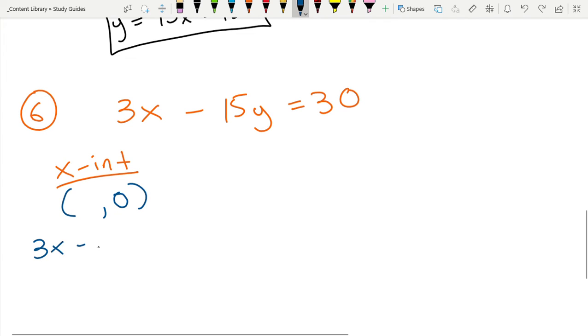So we have 3x minus 15 times 0 is equal to 30. Well, negative 15 times 0 is nothing, so it disappears. So you have 3x equals 30. Divide each side by 3, and you get x is equal to 10.